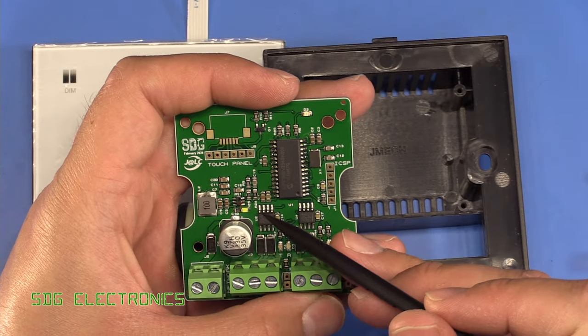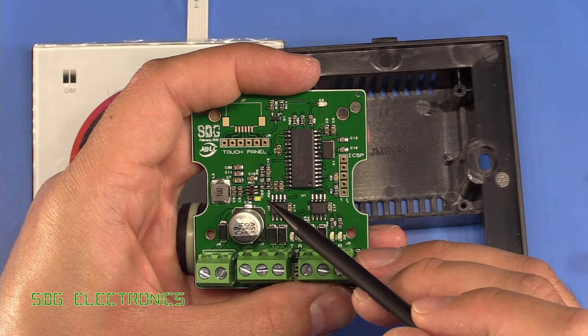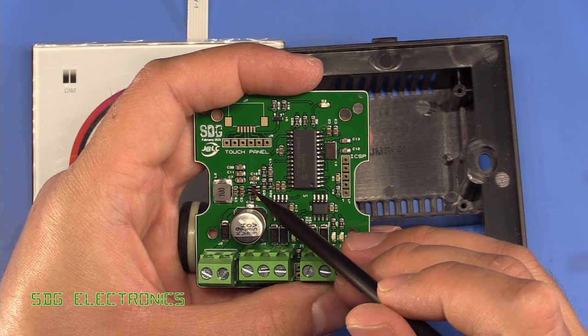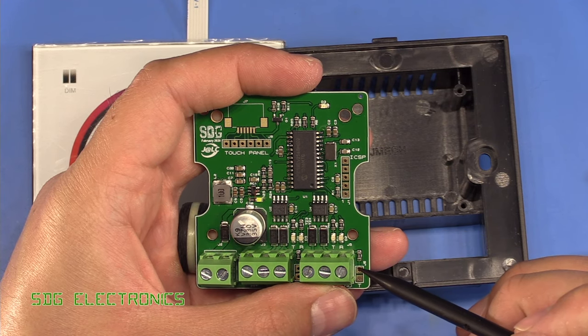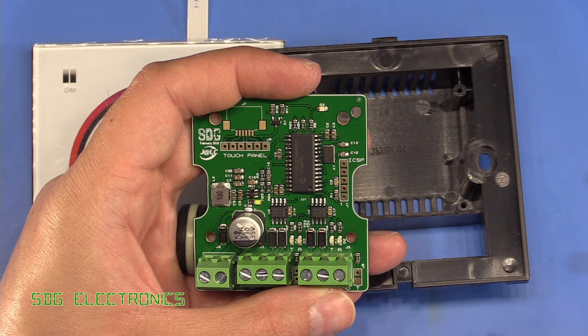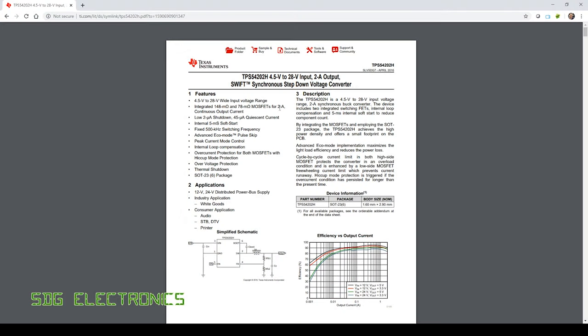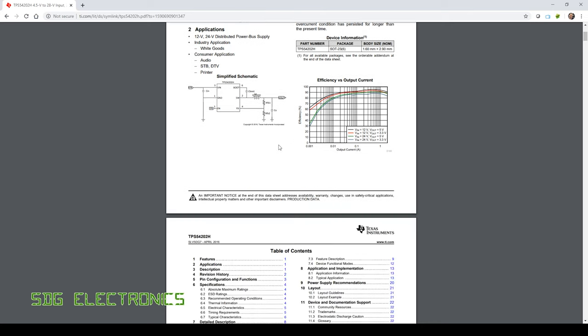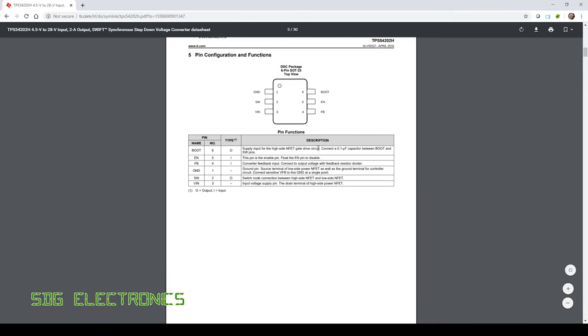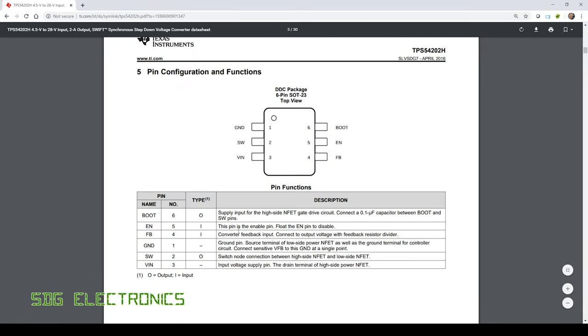Also, credit to Ian Scott Johnston, I did select the wrong part here for the DC to DC converter. If we have a look at the datasheet, what we can see is that I mistakenly selected the TPS54202H, and that H means that the enable pin, which if we have a look closely, this is the enable pin, floats the enable pin to disable. So that was my problem, and that's exactly why it wasn't working.